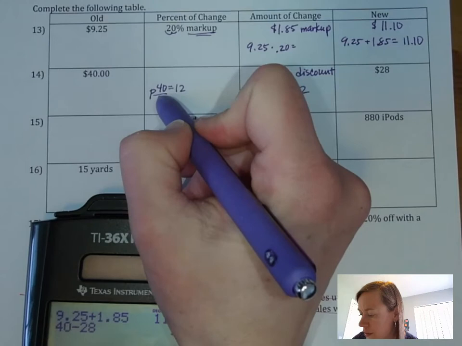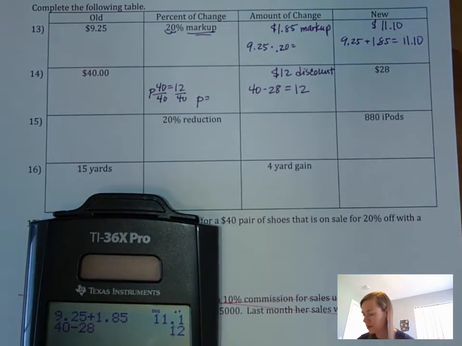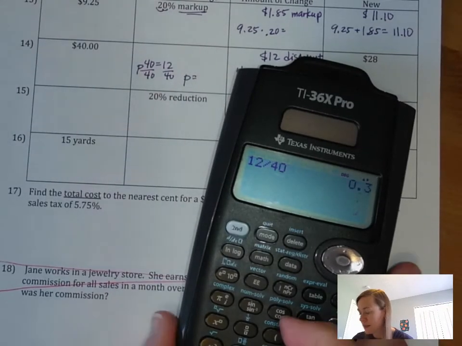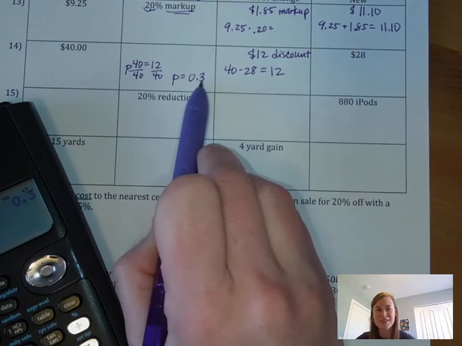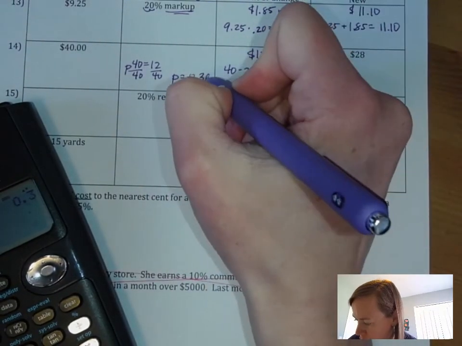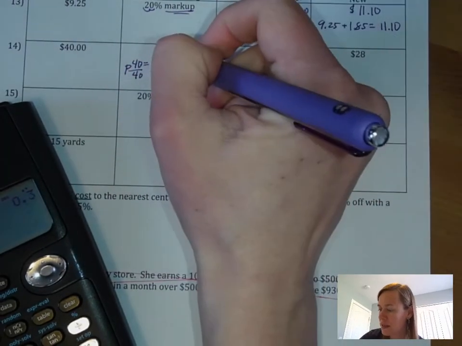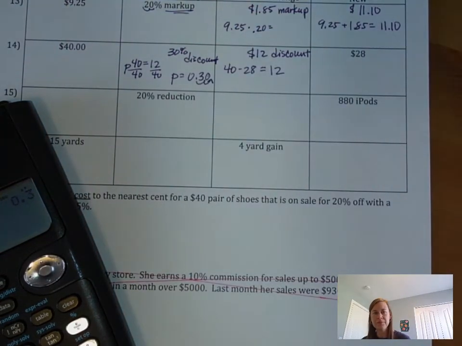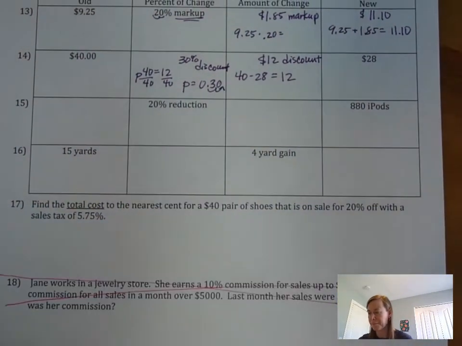P times 40 equals 12, divide both sides by 40, and you're going to get P equal to, let's find out, 0.3. So is this my percentage? No, that P is there to remind me to move my decimal 2 places, and we wind up with 30% discount. Okay, there we go.